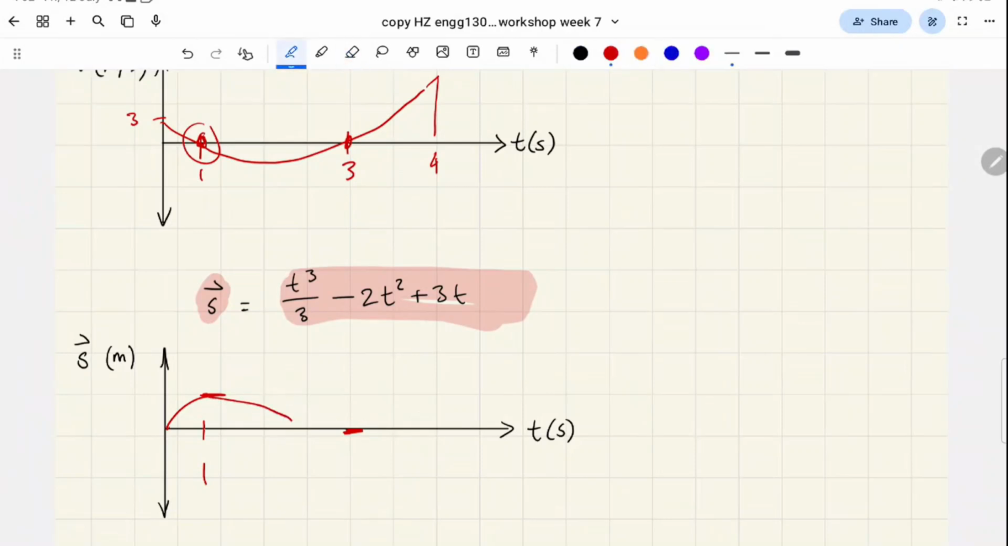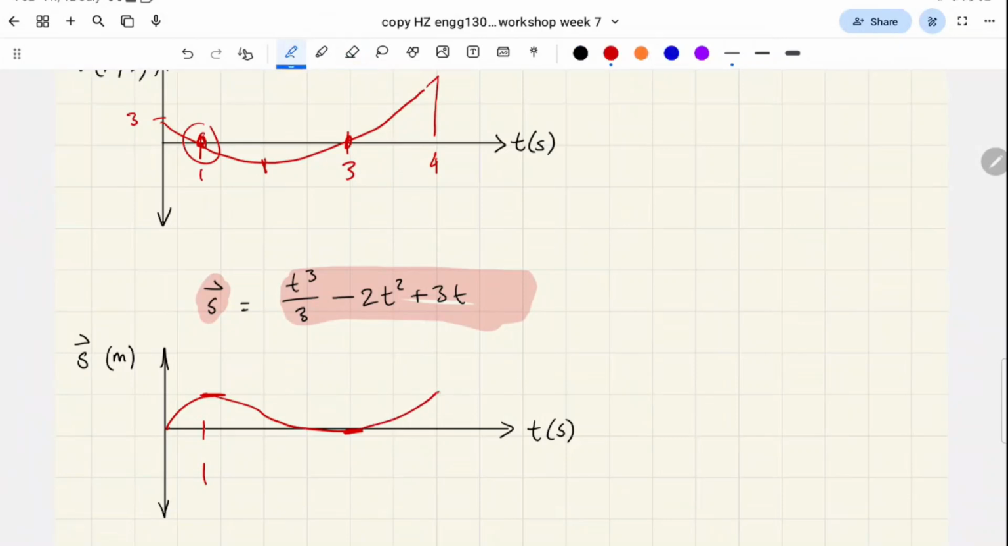So here's your point of max inflection, right? Anyway, you know what I'm trying to do, right? Okay, and then it'll finish like this.